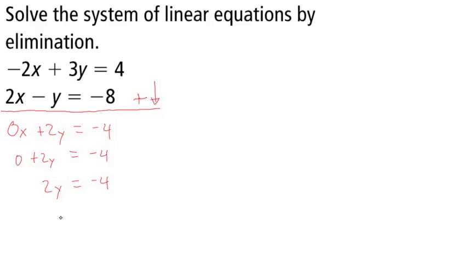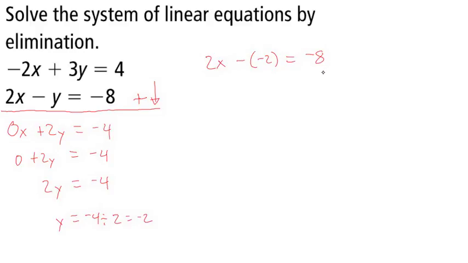So we have this new resulting equation: 2y equals negative 4, and we need to know the value of y that makes that true. Dividing both sides by 2, we get negative 4 divided by 2, which is negative 2. So that's our value for y. Now we're at the third step. The third step is to take this determined value and substitute it in for y in either one of the original equations, and it doesn't matter which one. I'm going to choose the bottom equation. So 2x minus a negative 2 equals negative 8. There's my substitution step.